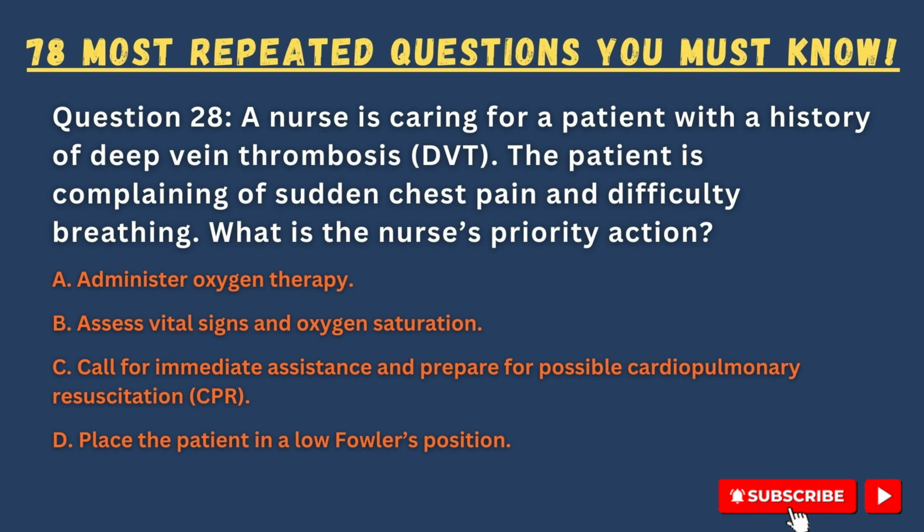Question 28. A nurse is caring for a patient with a history of deep vein thrombosis, DVT. The patient is complaining of sudden chest pain and difficulty breathing. What is the nurse's priority action? A. Administer oxygen therapy. B. Assess vital signs and oxygen saturation. C. Call for immediate assistance, and prepare for possible cardiopulmonary resuscitation, CPR. D. Place the patient in a low Fowler's position.